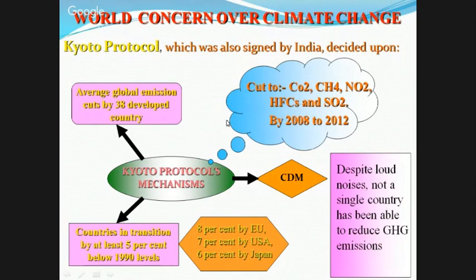So that is why we had this recently. The mechanism sought was either through CDM or through direct transmission. Countries in transition had to reduce by at least 5% below the 1990 level. The targets were 8% for the European Union, 7% for the USA, and 6% for Japan. Not a single country has been able to reduce. We set the goals, but nothing has happened basically. That is the situation today.